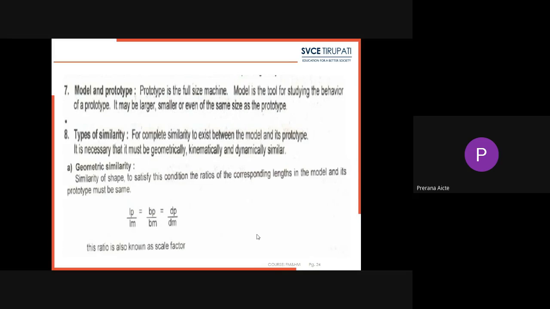Another topic is model and prototype, a very important topic. Prototype is the full-size machine, the actual machine which exists on the site. And model is the tool for studying the behavior of a prototype. So it may be larger or smaller, or even the same size as the prototype. Another topic: types of similarities.